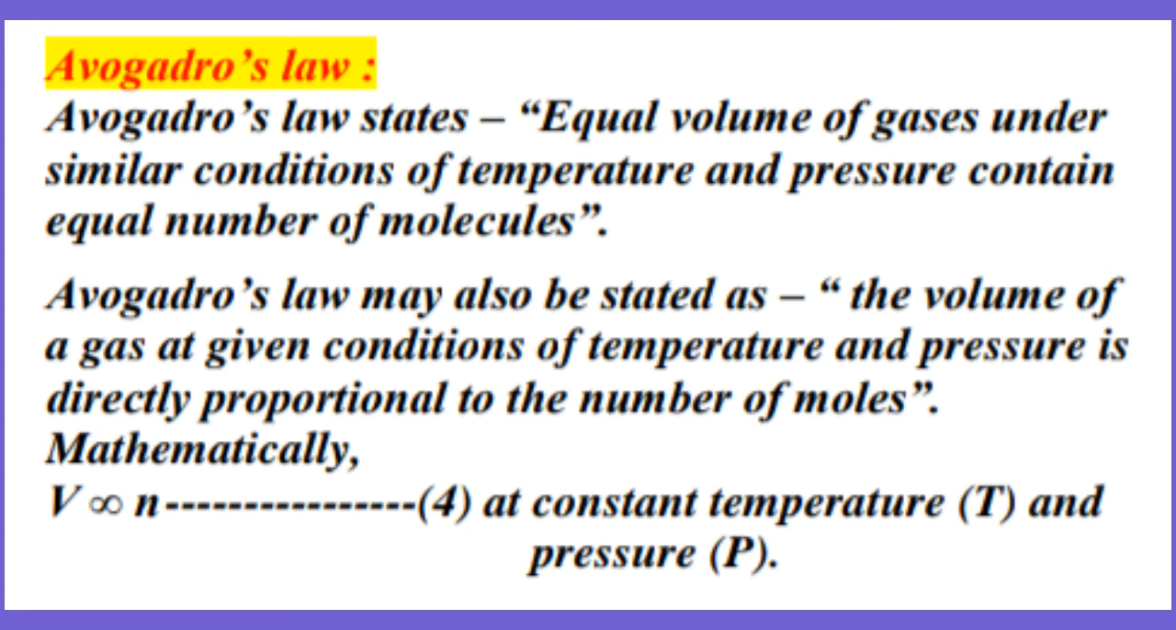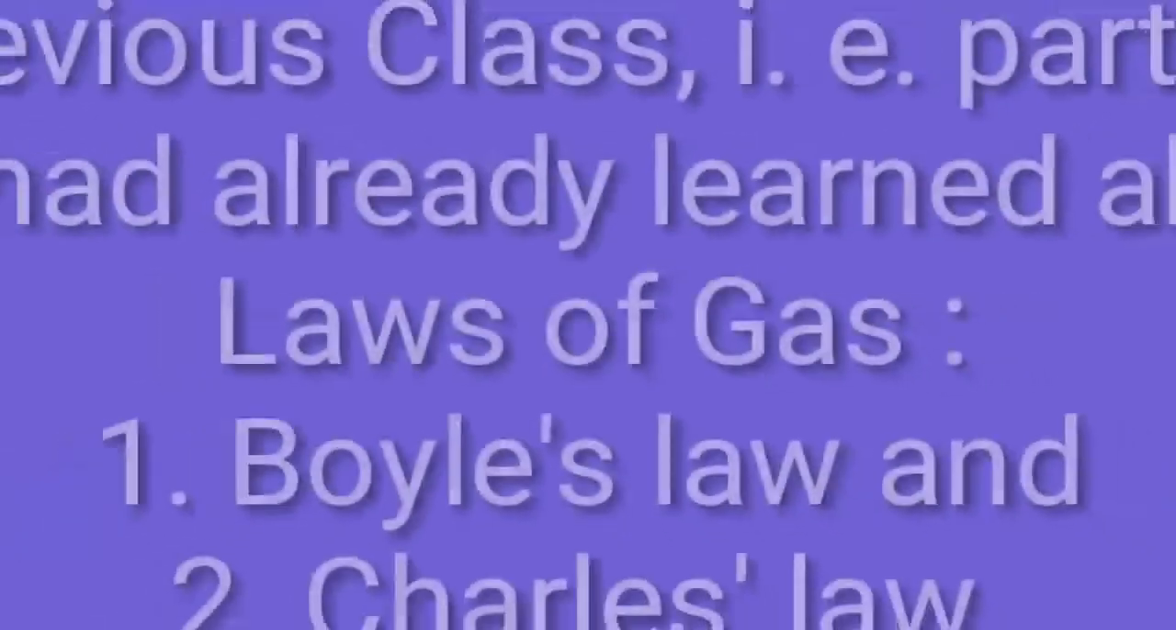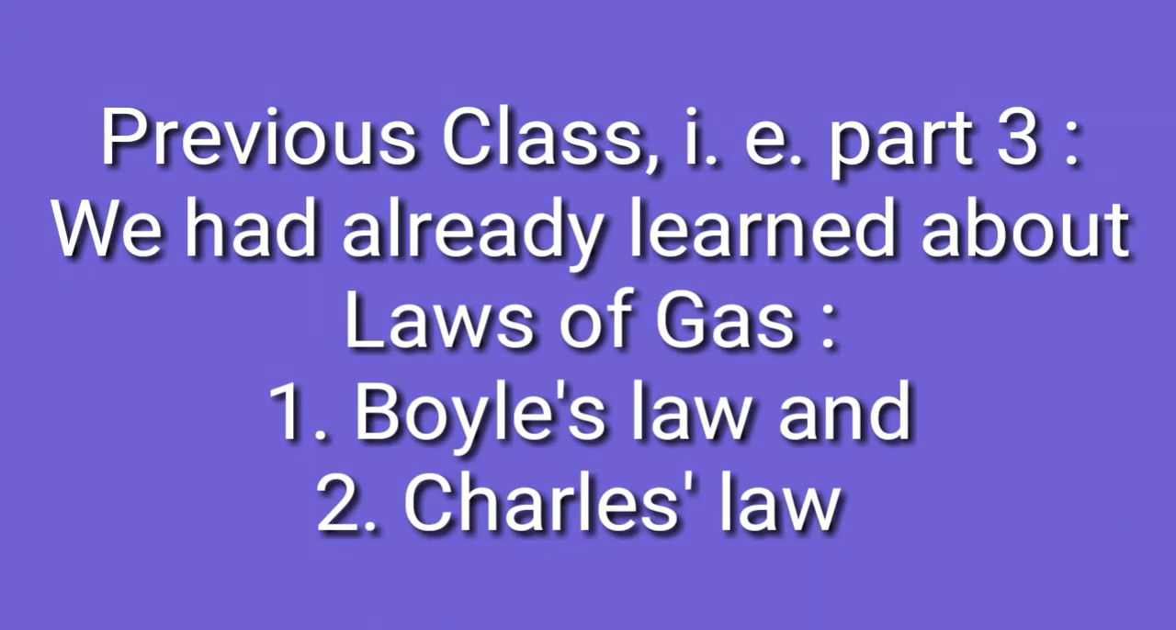So, this Avogadro law can be written mathematically as V directly proportional to small letter n. Okay, this is equation number 4. This equation is at constant temperature and pressure. Here, in this equation, V represents volume of the gas and small letter n represents number of moles of that gas.